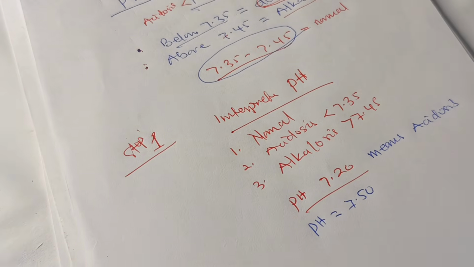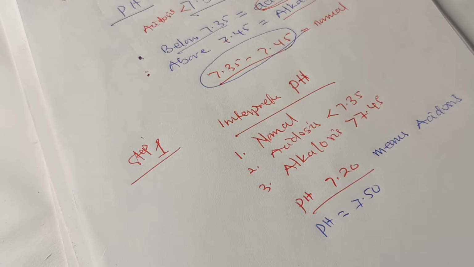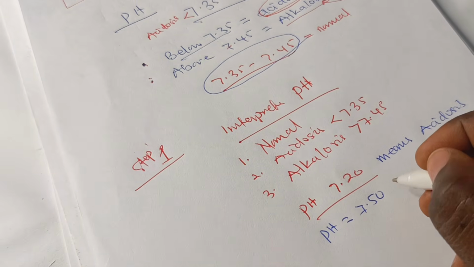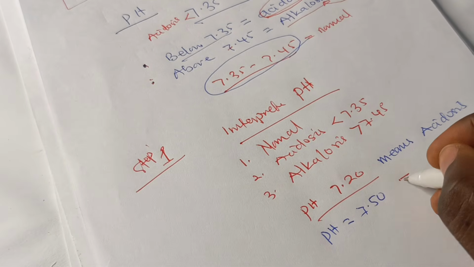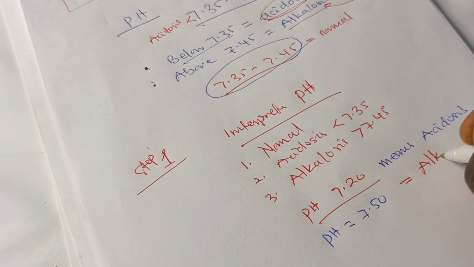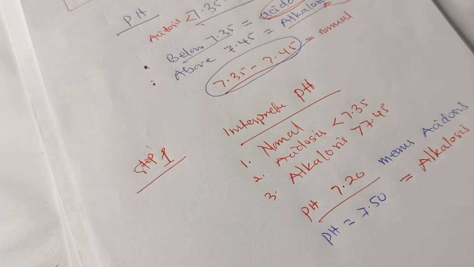you have to interpret this. So ask yourself, is it below 7.35? Is it normal or is above 7.45? Obviously, this is what? Above 7.45. Therefore, this means that this patient will have a condition called alkalosis.